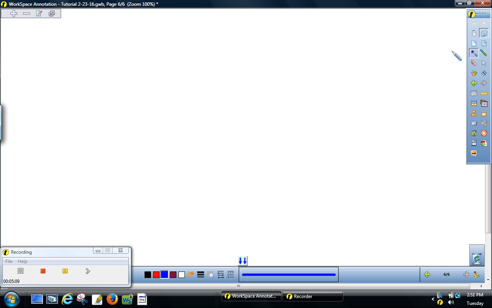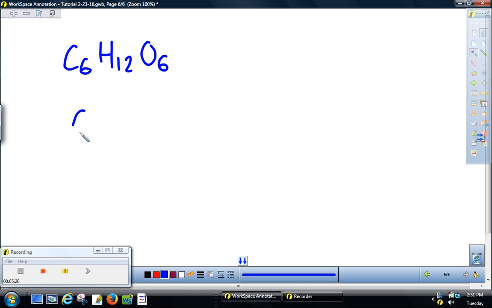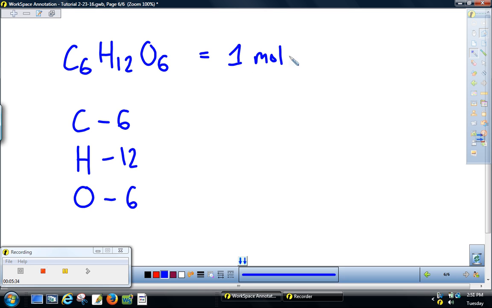Alright, if we look here at another one, let's do glucose, simple sugar, C6H12O6. I like to set it up, list the elements as they appear in the formula, figure out how many atoms of each element are present per molecule. So in one molecule, 6 carbons, 12 hydrogens, 6 oxygens. So if we have a mole of molecules, how much would it weigh? Well, we look at the periodic table, carbon is 12.01 grams per mole, but we have 6 per molecule, so we need to multiply it by 6.